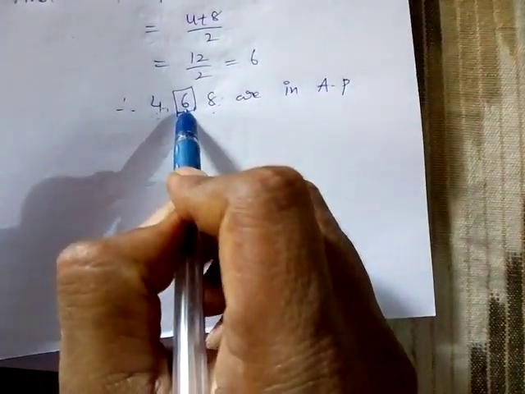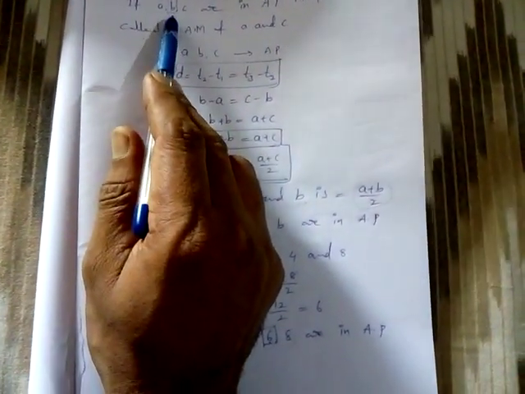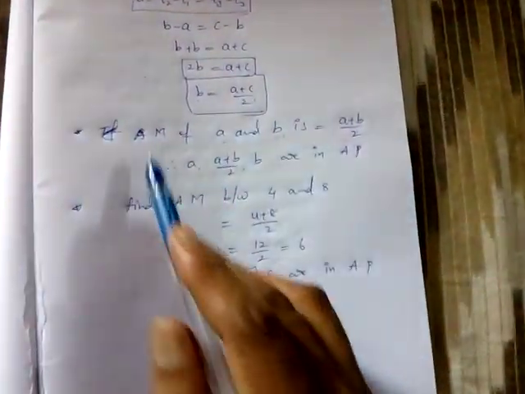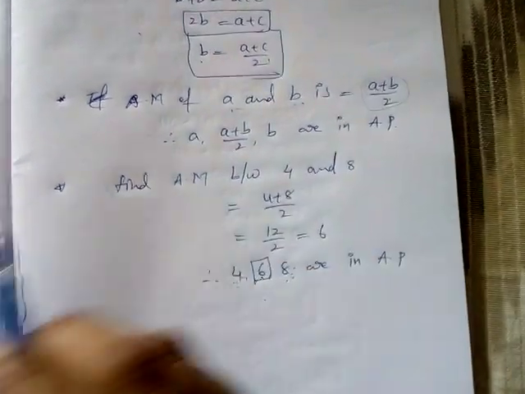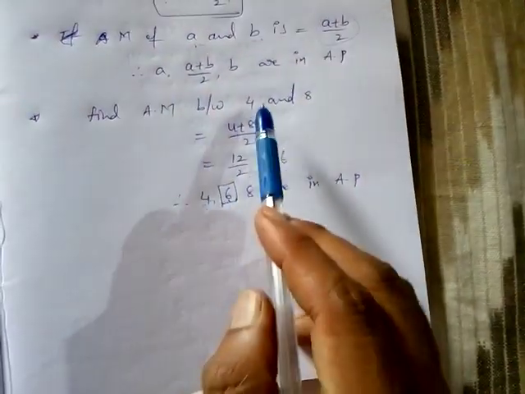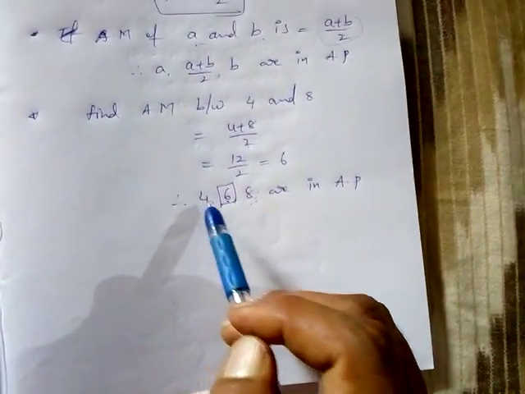So how to find 6? 4 plus 8 by 2. So here, if A, B, C are in AP, then B is equal to (A plus C) by 2. For two terms, the arithmetic mean of A and B is (A plus B) by 2. The arithmetic mean of 4 and 8 is (4 plus 8) by 2, which means we get 6. So therefore 4, 6, 8 are in AP.